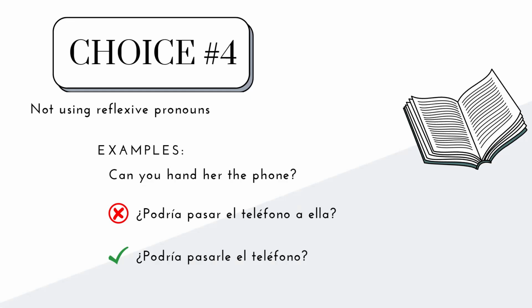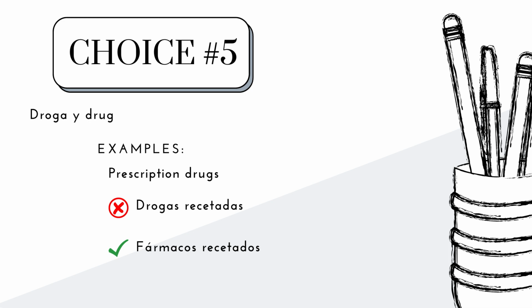Choice number 5, droga and drug. This is more about terminology, more than grammar or style. Here we have an example: prescription drugs. There is a difference between droga and fármaco and medicamento in Spanish. Droga almost always refers to illegal drugs, things like marijuana, cocaine, and things like that. There are a lot of negative connotations associated with the word droga.